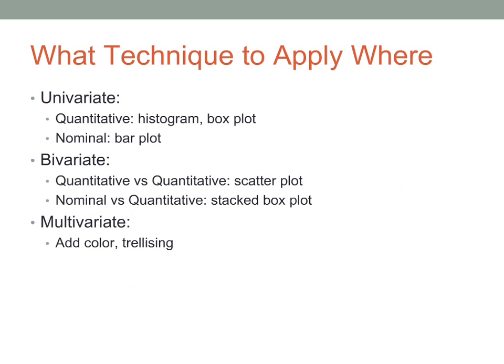So when we're dealing with univariate data, if we're dealing with quantitative data, we've got histograms and box plots. We've got nominal data, we've got bar plots. In the case of bivariate data, if I've got quantitative data and other quantitative data, I'm pulling the scatter plot. If I'm dealing with nominal data and quantitative data, I'm going to start stacking box plots together.